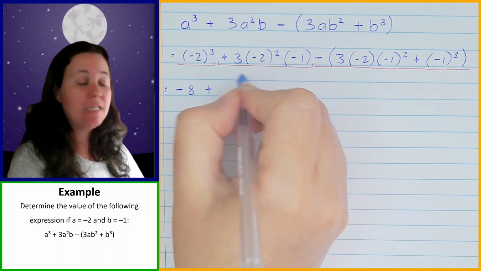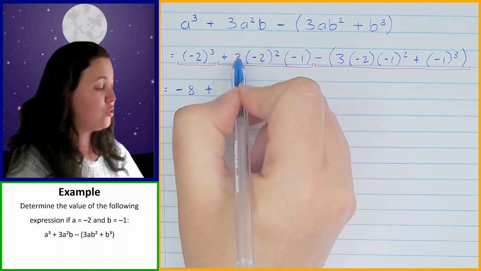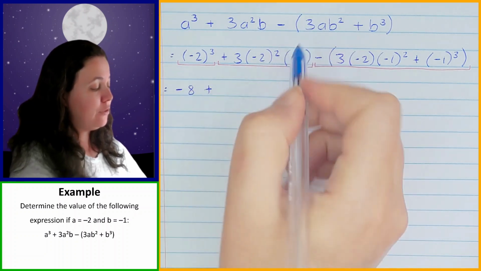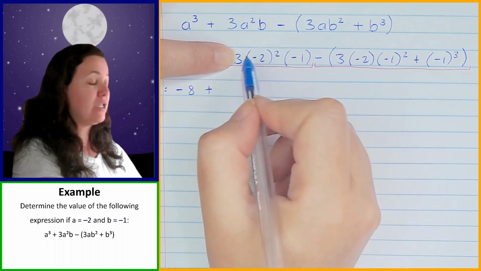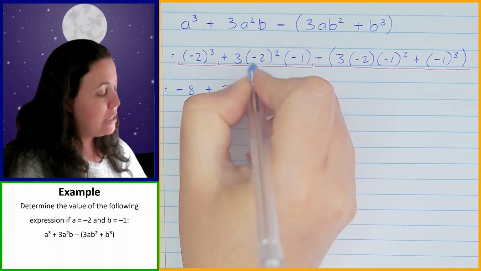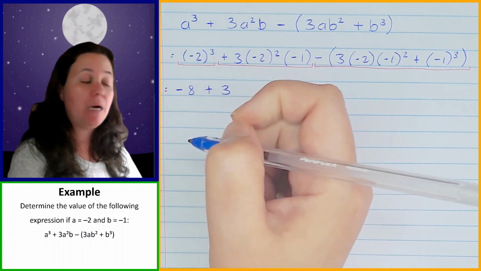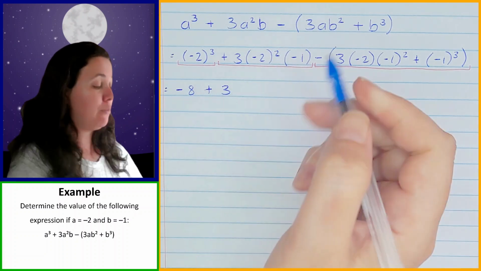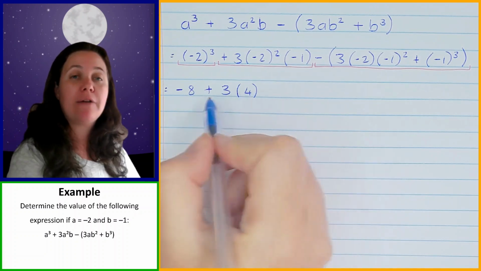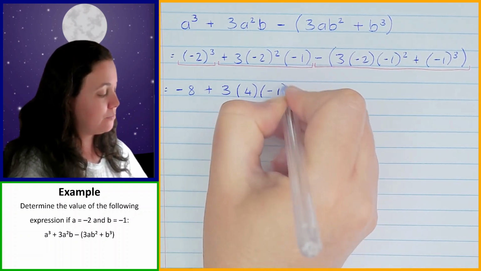Then over here in my next term, I've got a few things that I need to do. I've got a 3, then I've got -2 squared, and then I've got that multiplied by -1. So I'm going to leave the 3 and the -1 as they are at the moment, because I have to do the exponent first. So 3 stays as it is. The -2 squared, remember when you are raising a negative number to an even power, then it is going to become positive. So it's going to be positive 4, and I'm going to keep that in brackets because I'm still going to have to multiply it. So it's 3 times 4 and then times the -1 over here.